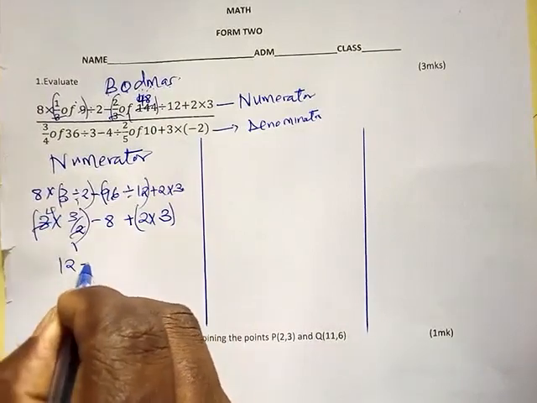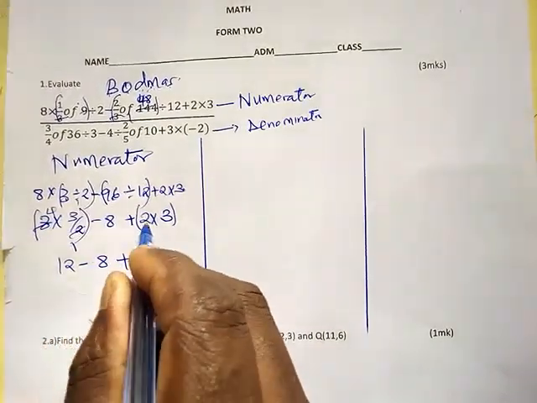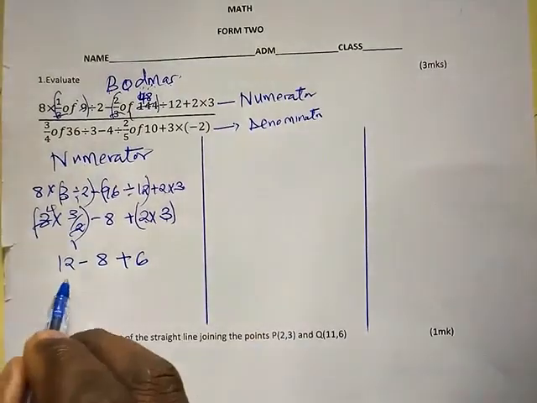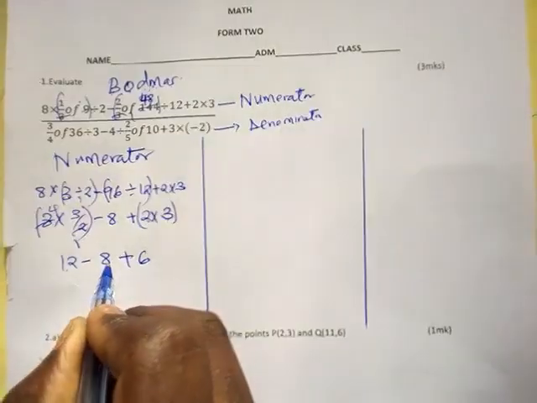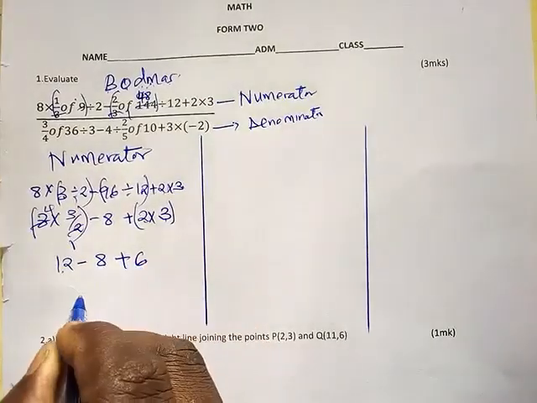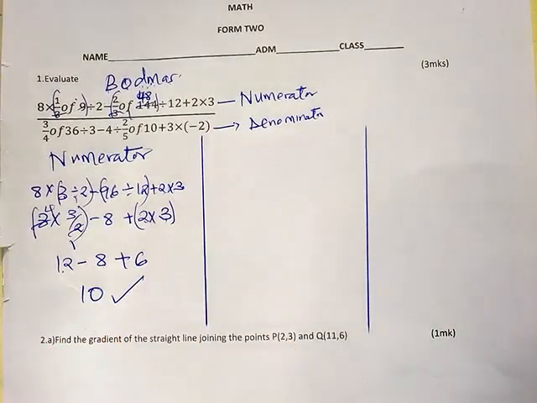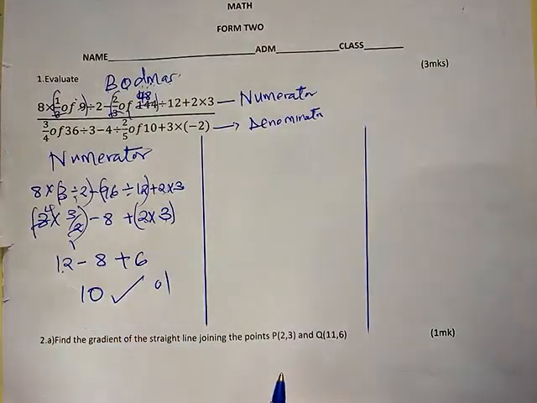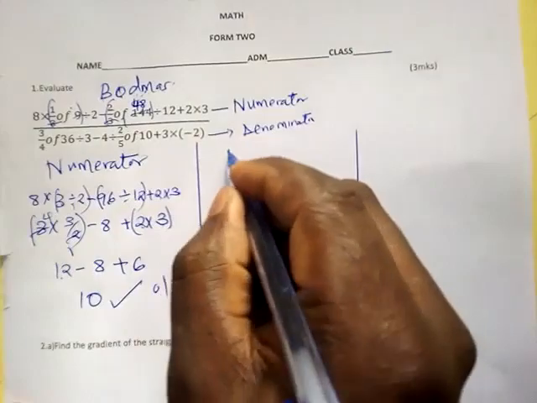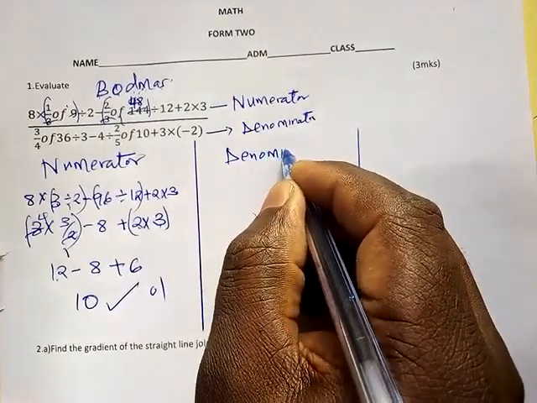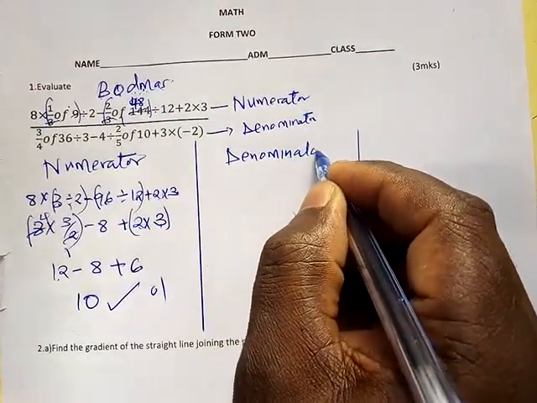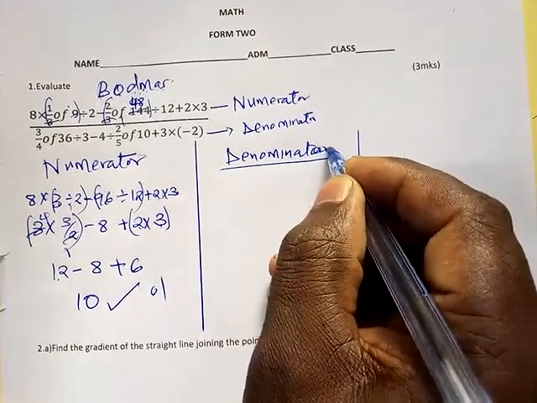We have 12 minus 8 plus this times it is 6. So 12 minus 8, that is 4. 4 plus 6, the answer is 10. So the numerator is 10, and that is where you have your mark. The next one is the denominator. You underline the denominator.